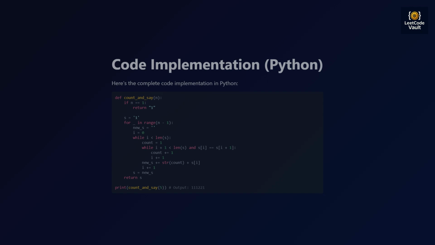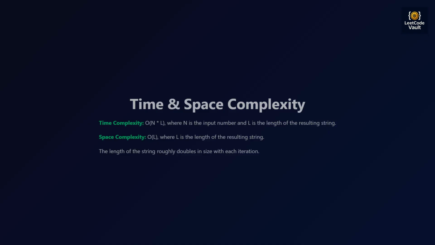Code implementation. Let's see the code in Python. We'll use a loop to iterate from 1 to n. We'll start with the base case, 1, then in each iteration, we'll process the current string to build the next one. We'll use a helper function to count consecutive digits, and then we'll build the next string accordingly. This iterative dynamic programming approach ensures that we're not repeating calculations unnecessarily. The code is clean, efficient, and directly reflects the logic we've discussed. This approach is much more efficient than the brute force solution we saw earlier, and this makes all the difference, especially when the value of n is large.